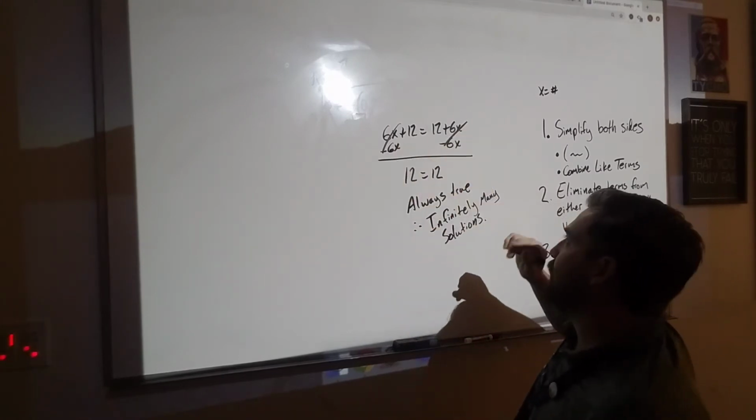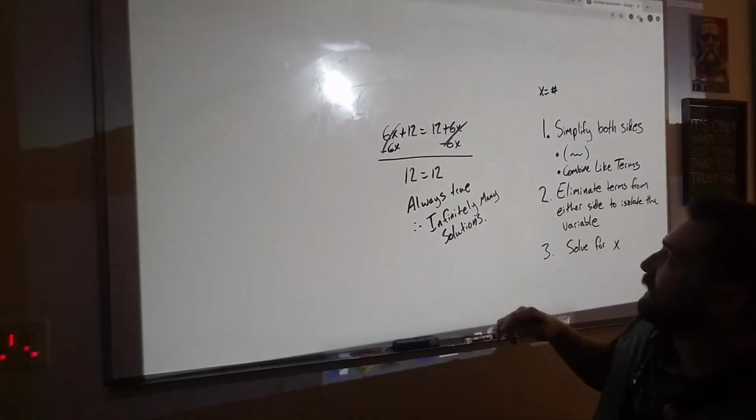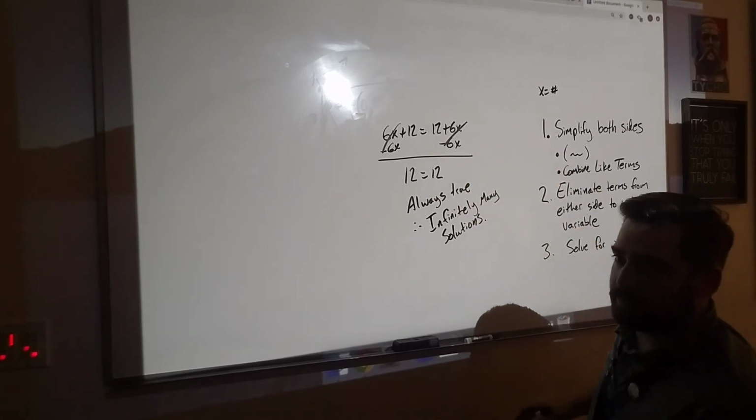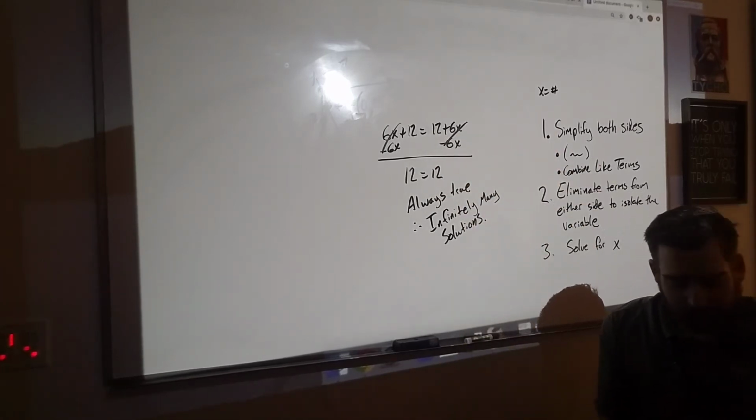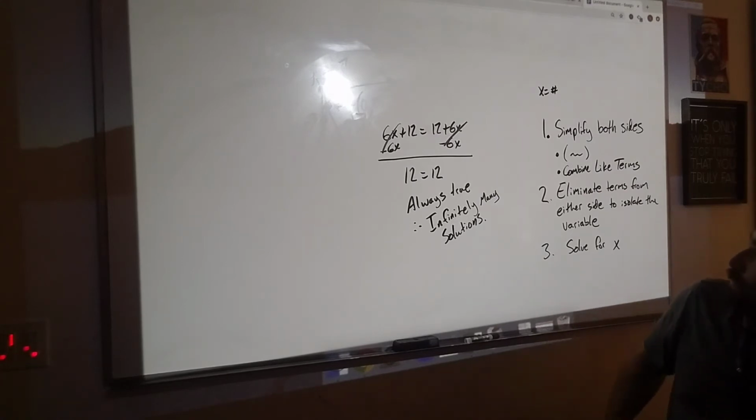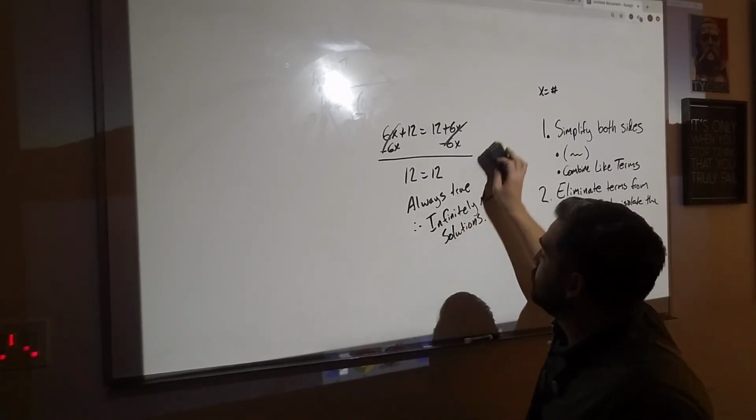6 times any number plus 12 is going to give you the exact same result as 12 plus 6 times any number. The order doesn't really matter. It always comes out the same on both sides, no matter what x is. So that's solving equations.